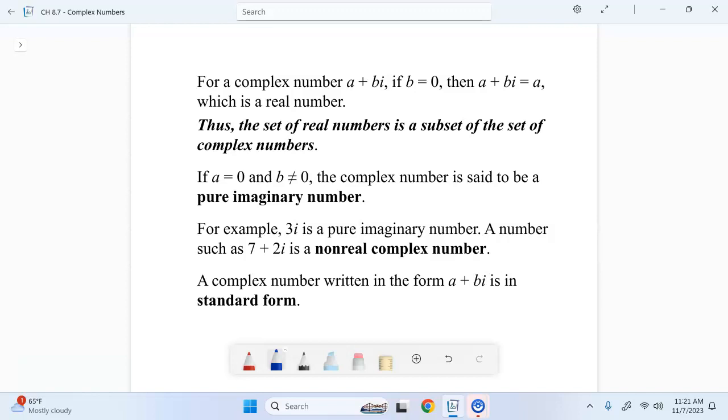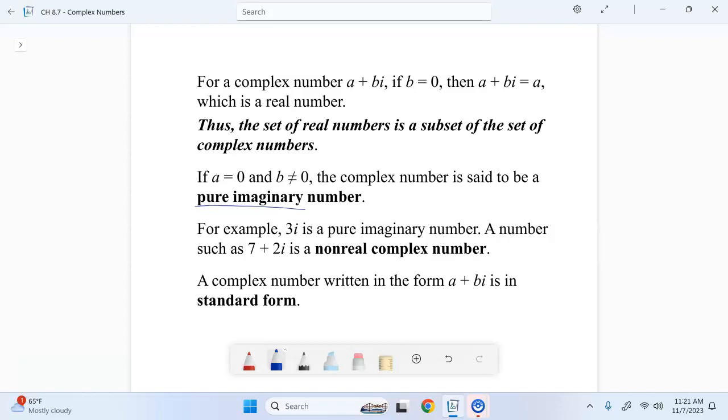So because of this, all numbers are actually complex. Our real numbers are just complex numbers without an imaginary part, so it's a subset of complex numbers. If the other is true, where a is 0 and b is not, then we only have the imaginary part. We have a pure imaginary number.